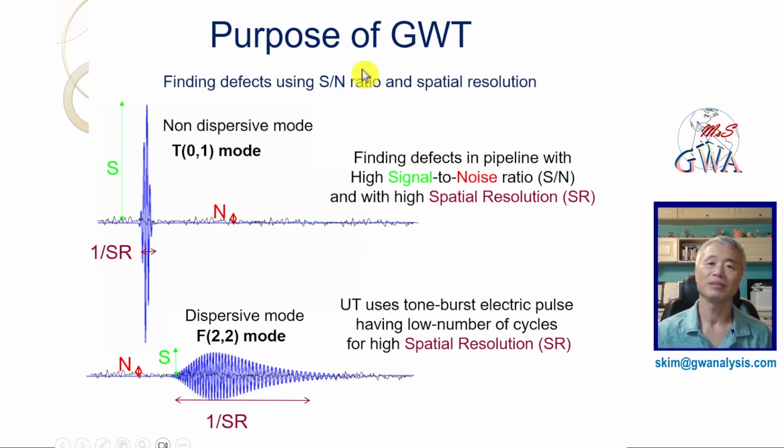This slide explains the purpose of guide wave testing. It is finding defects using signal-to-noise ratio and spatial resolutions. The non-dispersive wave mode has the highest signal-to-noise ratio and high spatial resolutions because the signal at different frequencies has the same velocity. On the other hand, the dispersive wave mode has a poor signal-to-noise ratio and a poor spatial resolution because the signal at different frequencies travels at different velocities. As the waves travel longer distance, the signal-to-noise ratio and the spatial resolution gets worse for dispersive wave mode. For long-range guide wave testing, we must use a non-dispersive wave mode.